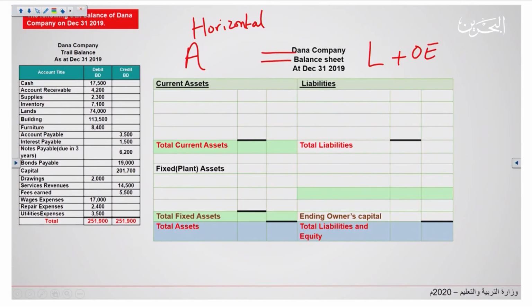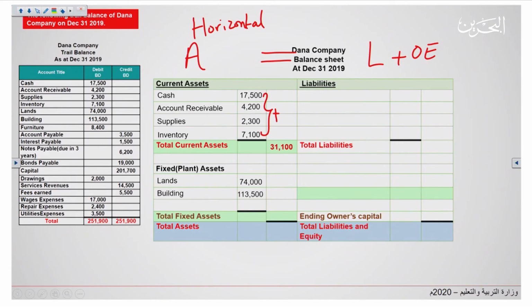First, I will list the current assets, which are cash, accounts receivable, supplies, inventory, and I will add these figures to get the total current assets. Then I will list the fixed assets, which are land, building, and furniture. I will add this amount to get the total.